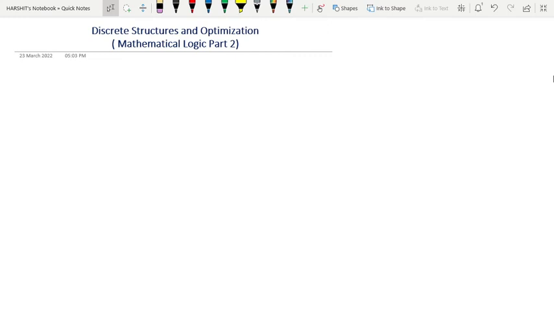Hi friends, in today's lecture we are going to learn about the different logical connectives. We are going to learn in detail about the logical connectives that we have discussed in the previous lecture.